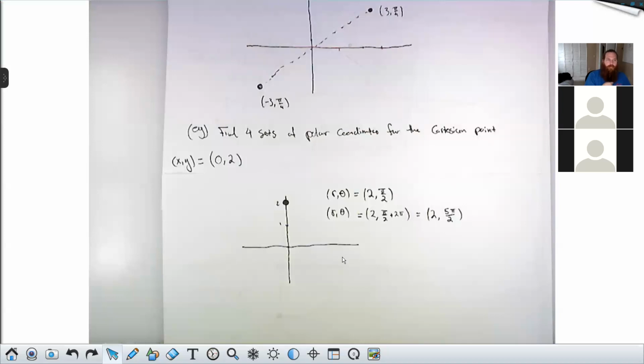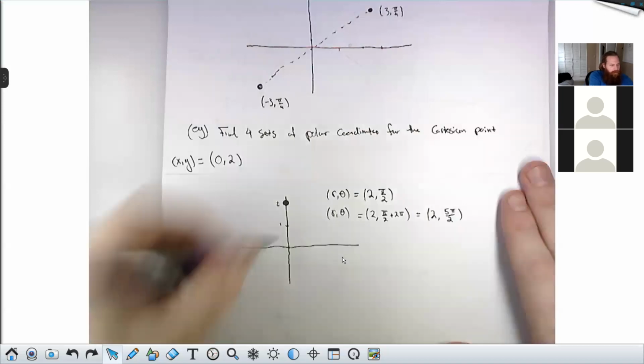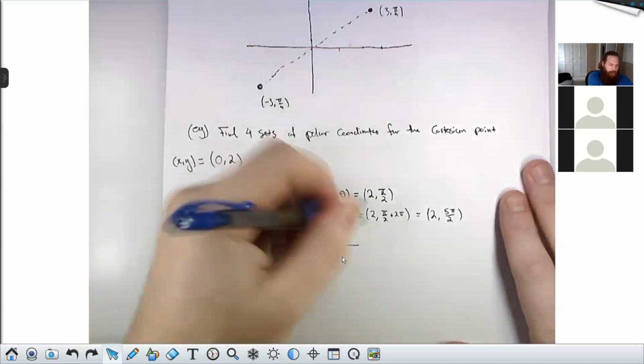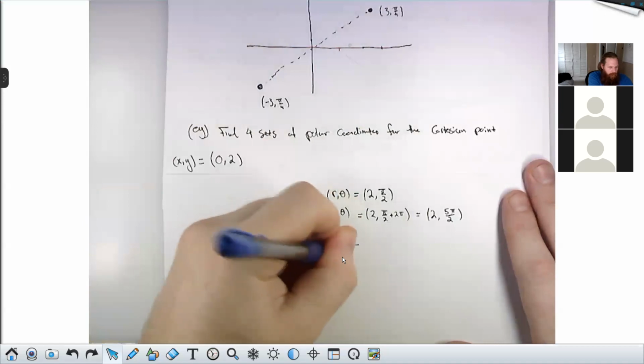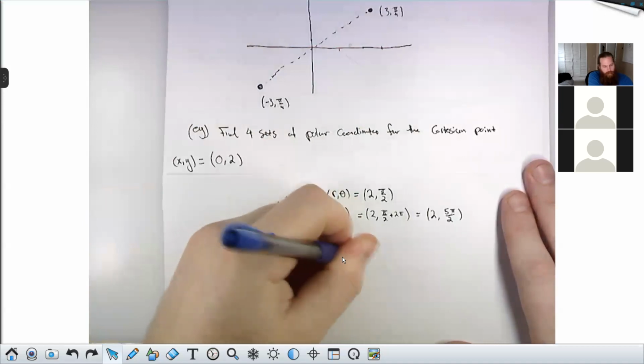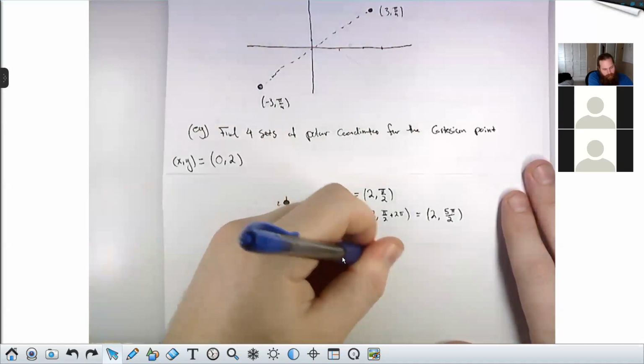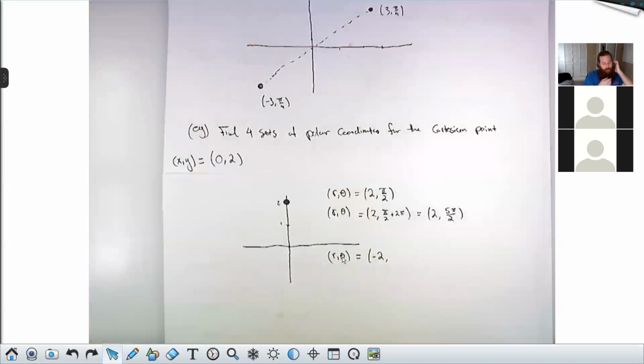Yeah, very good. Morgan has some suggestions here with a negative r value. So let's try to find one with a negative r value. I know my distance from the origin is 2, so r has to be either 2 or negative 2. So let's pick r to be negative 2 and see what kind of thetas would work.